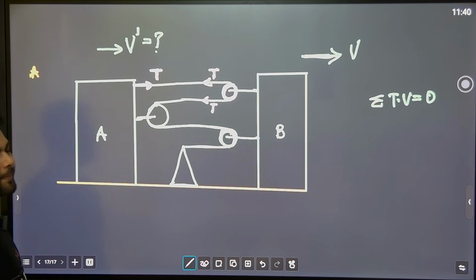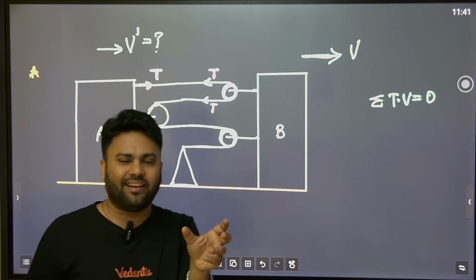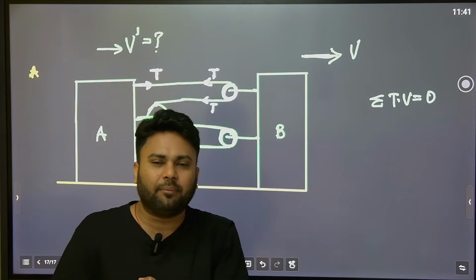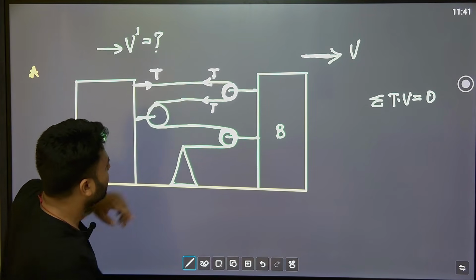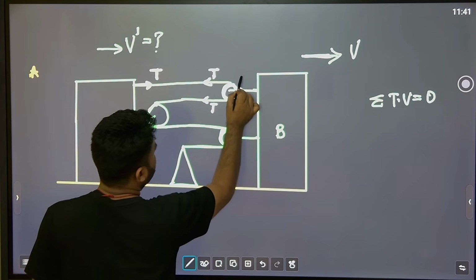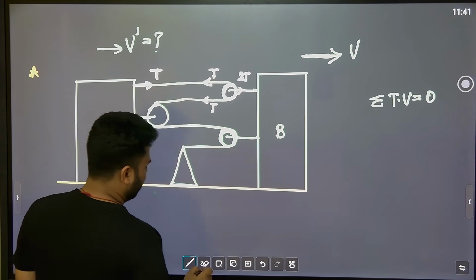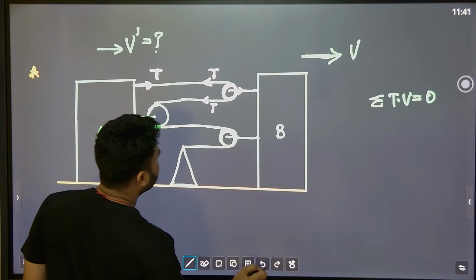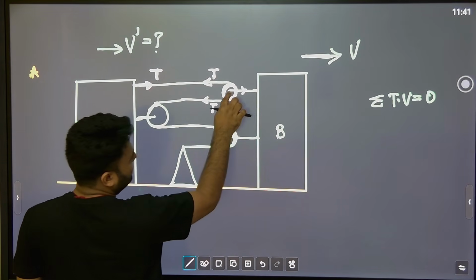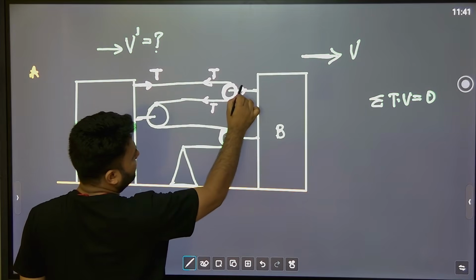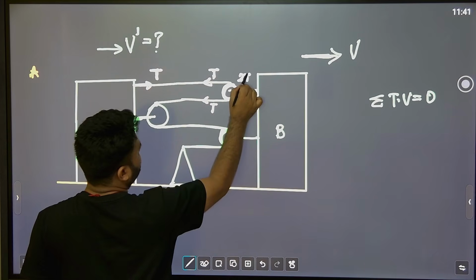Tension acts away. Now if it is T, since the pulley is massless, net force on the pulley will be zero. So this side it is 2T, T plus T, 2T. So this side it should be 2T. Here tension will act away now. Here there is a different string. And here this tension will be 2T.